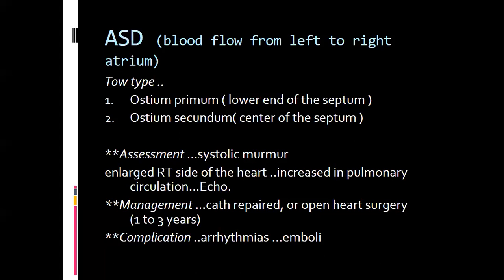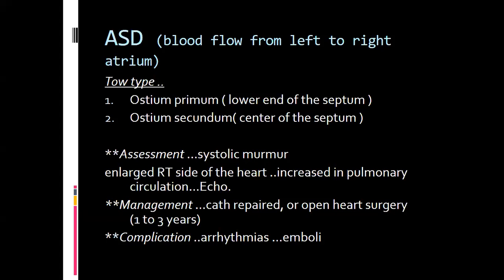So there are two types of ASD, atrial septal defect. Number one, there is the ostium primum, and there is the ostium secundum. The ostium primum occurs at the lower end of the septum; it is a deformity at the level of the lower end of the septum, and they call it the ostium primum. The ostium secundum is a deformity in the center of the septum. They can occur in cases of atrial septal defect.